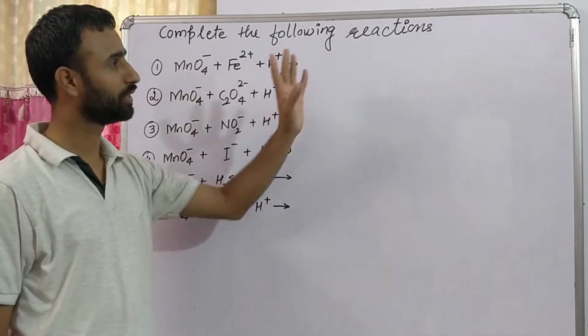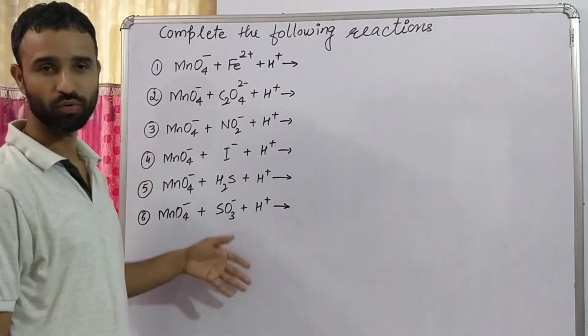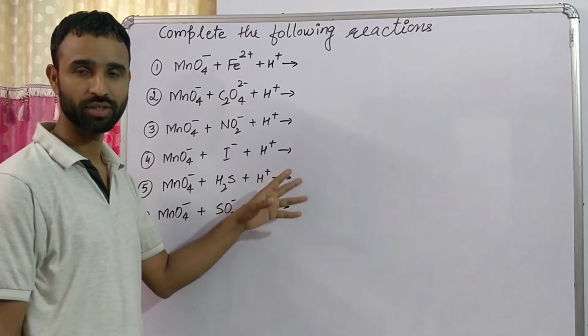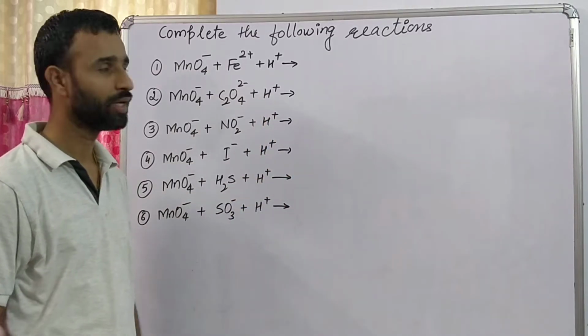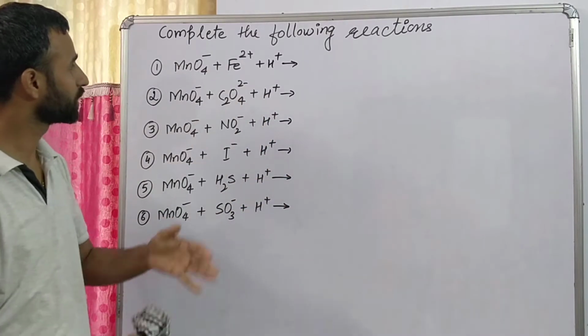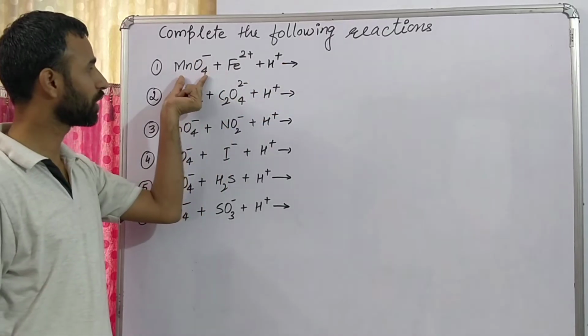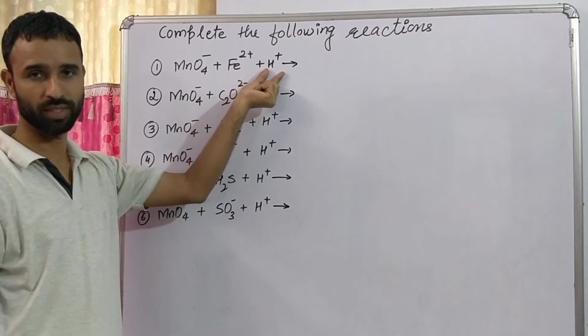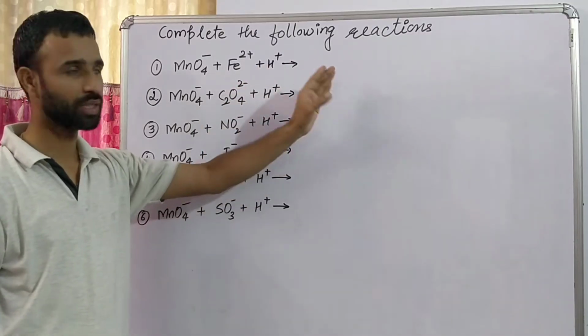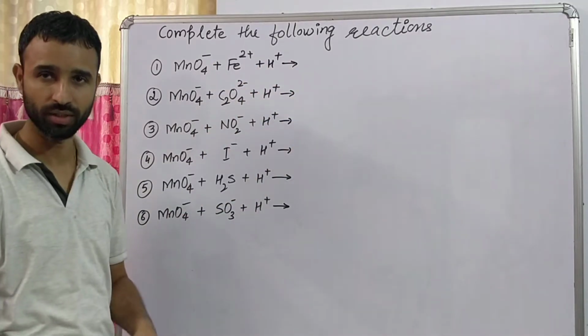Complete the following reactions. These types of questions are frequently asked in the CBSE board exam. Now, for example, let us take equation number 1: MnO4 negative, Fe2 plus, H plus, to give something. We have to complete this equation.